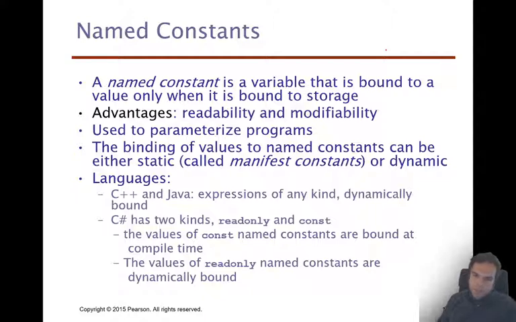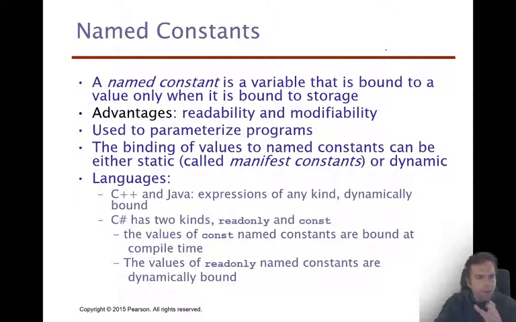Languages like C++ and Java have a way to do constants. The keyword const in C++ and final in Java would mark a thing as being a named constant. C# lets you use the terms readonly and const. It uses const for the manifest constants, and it uses readonly for dynamically bound constants.